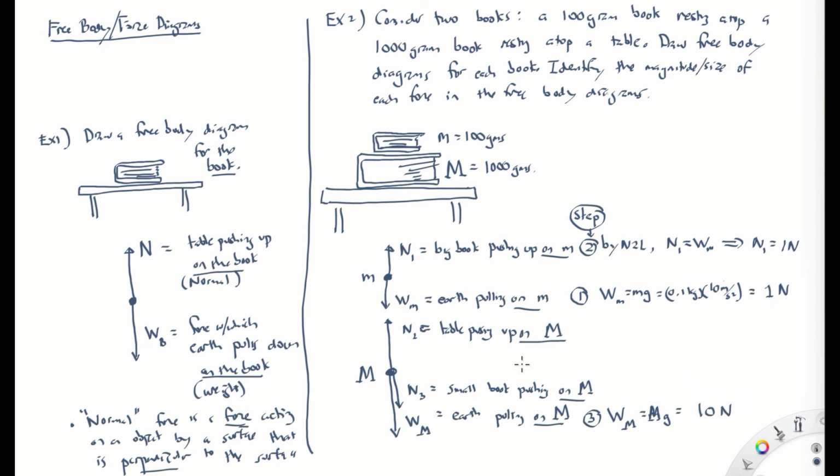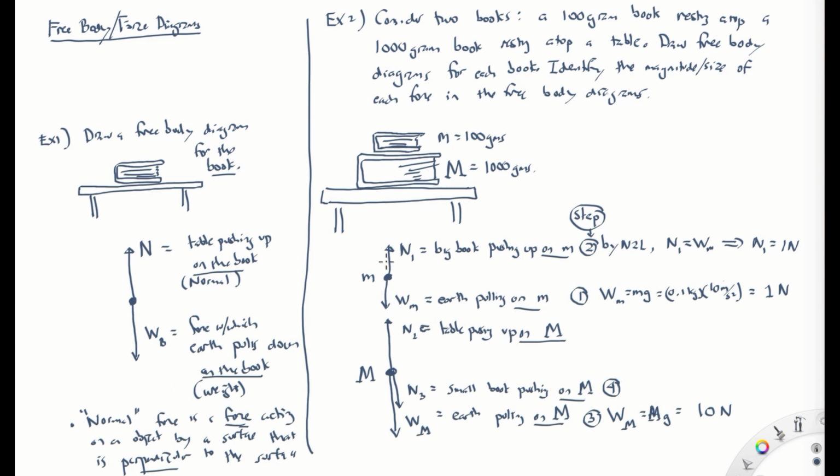All right, do we know any of these other ones? Well, we do know this one. This will be step 4. Okay, step 4, we know that N3, that is a force that the small book is pushing down on the big book. That one we can deduce from Newton's third law, because the force with which the big book is pushing up on the little book has to be equal and opposite to the force with which the little book is pushing down on the big book, right?